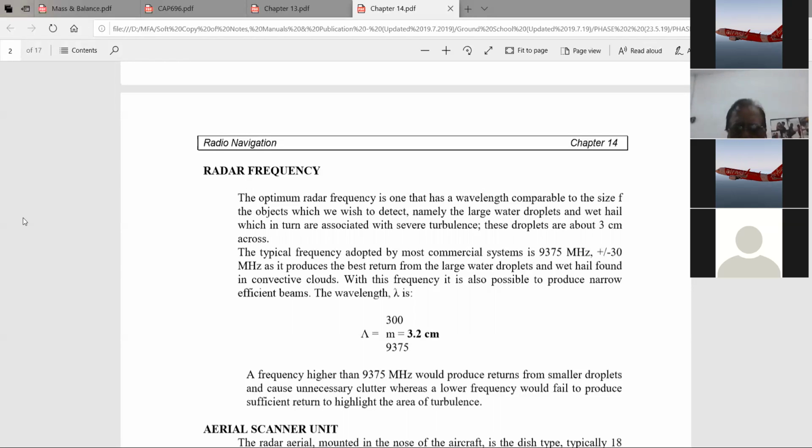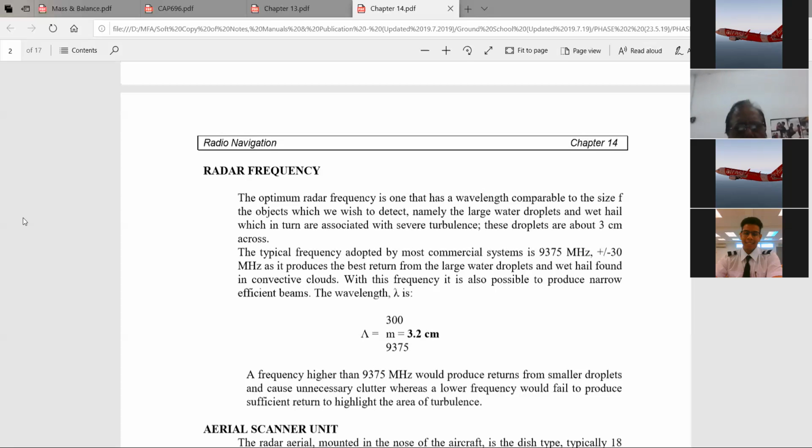Why? Why have we selected a particular frequency for the weather radar? Now, somebody from the class, please try and answer this question. Because of the size of the droplets, it's around 3 centimeters. Exactly. It is related to the size of the water droplets, right?